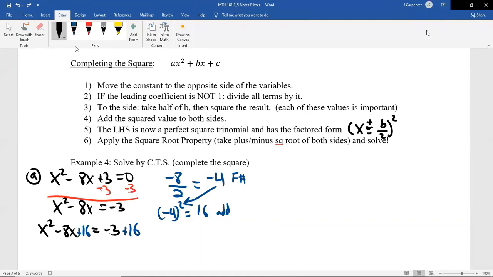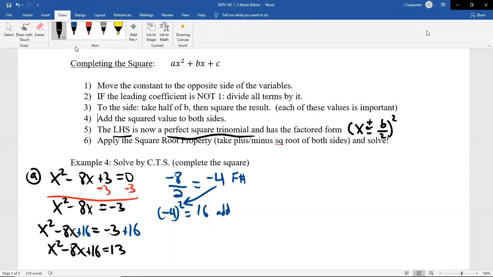Simplify first, of course. X squared minus 8x plus 16 equals negative 3 plus 16, which is 13. Now, the left-hand side is a perfect square trinomial: x squared minus 8x plus 16.